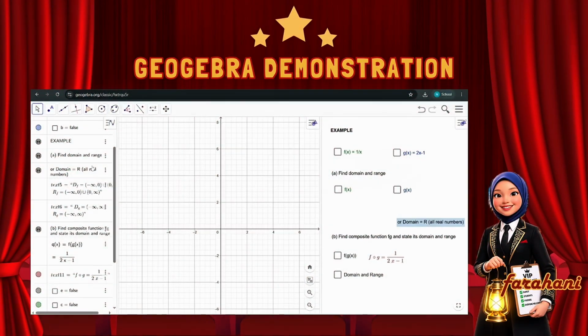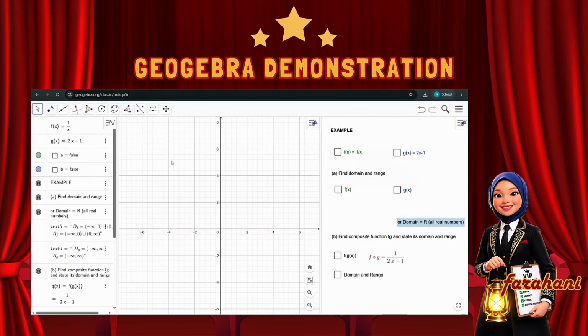Moving on to the GeoGebra demonstration for the previous question. There are two functions, which are f(x) equals 1 over x and g(x) equals 2x minus 1. Students can tick the first text box to display the graph for f(x) and also g(x). So the green graph indicates the graph for function f(x) equals 1 over x, and the blue graph indicates the graph for function g(x) equals 2x minus 1.